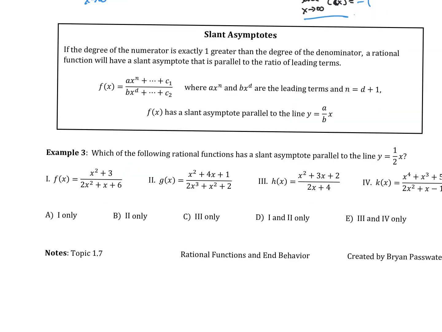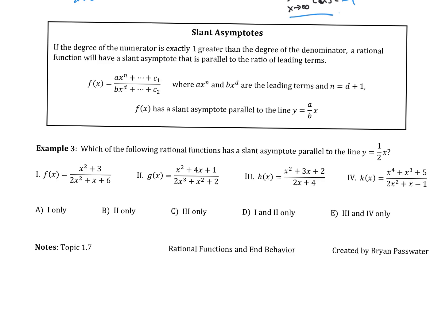All right, so now we're going to finish this up with slant asymptotes. What do you know to get a slant asymptote? The numerator has to be what? Exactly, 1 greater than the denominator. And when that happens, Robbie, f of x has a slant asymptote parallel to the line y equals a over b x. So it's the leading coefficients and then an x.